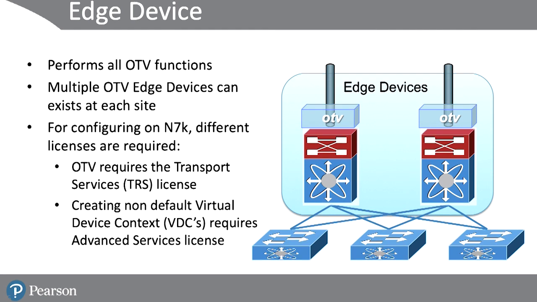OTV edge device. The OTV edge device is responsible for dynamically encapsulating Ethernet frames into layer 3 IP packets for VLANs that are extended across the OTV. At each site, there can be multiple OTV edge devices which perform all OTV functions. On Nexus 7K, different licenses are required when configuring a device as an OTV edge device. It requires the transport services license, and if you are configuring VDCs as part of the OTV devices rather than standalone Nexus 7000 switches, then you would need the advanced services license for creation of VDCs.